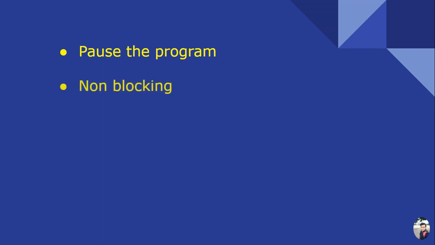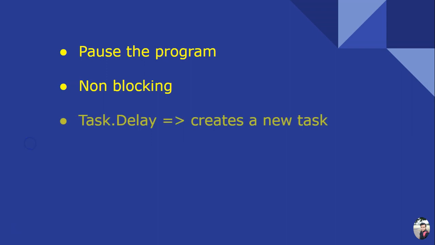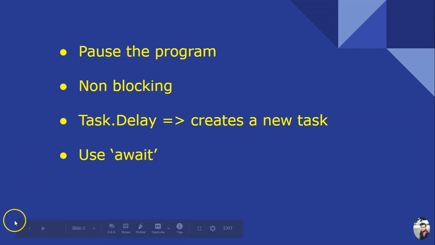So let's start. Task.Delay method is used to pause the program flow. It's non-blocking. It creates a new task, so all the methods of a task are available for use. And we should use await with Task.Delay to get the effect. So let us see Task.Delay in action.